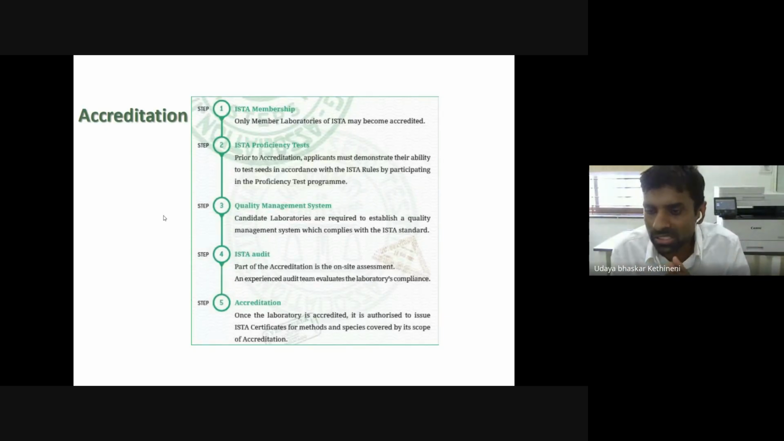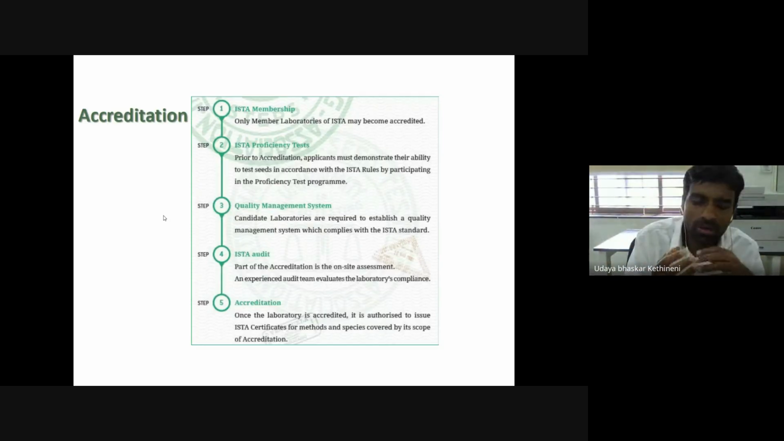Then quality management system means whether your laboratory, in terms of the equipment and your quality manual and SOPs, is in tune with the ISTA guidelines or not, they will check. How will they check? They will check through this audit. Audit means after you continuously get it for 2 successive years, then an on-site assessment will be there. Then after that, granting of accreditation will be there.